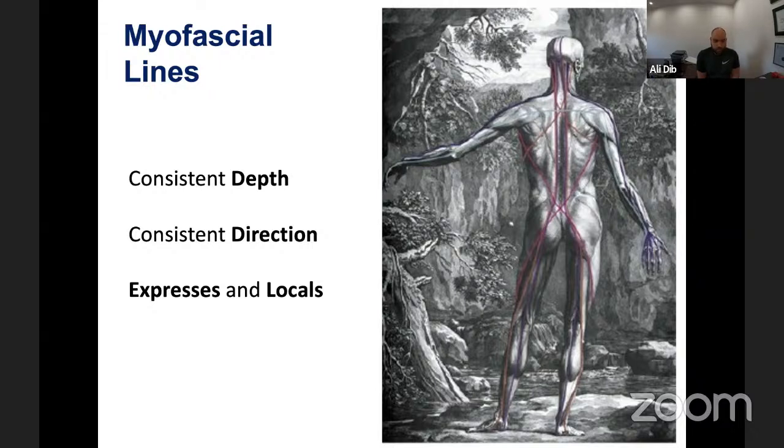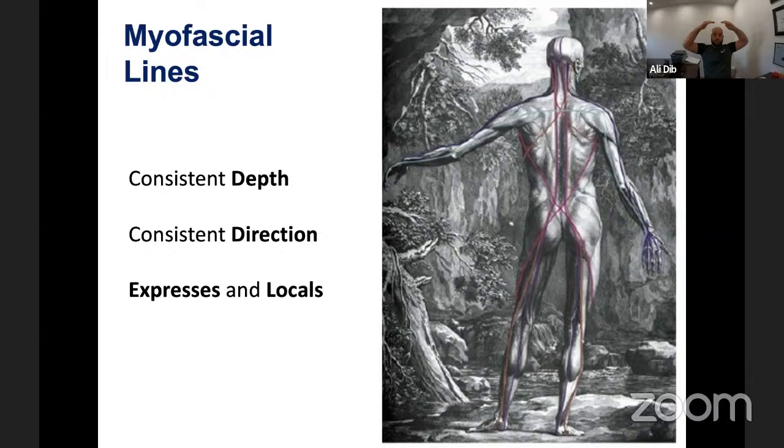Okay. So the first rule is that they must have a consistent depth to them. This means that we cannot have myofascial lines that just change depths abruptly within the myofascial line. So you cannot go from your most superficial fascia or muscle to the most deep muscle or fascia. There has to be a consistent depth that connects them and maintains their continuity.